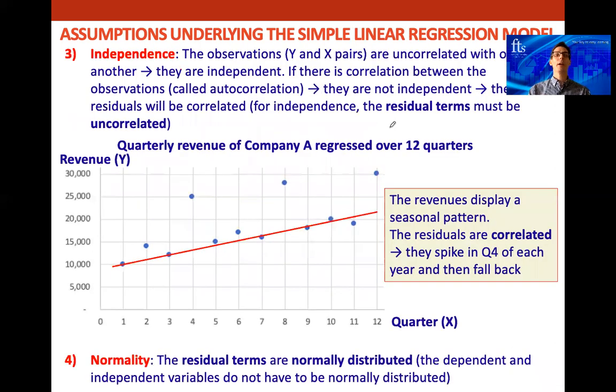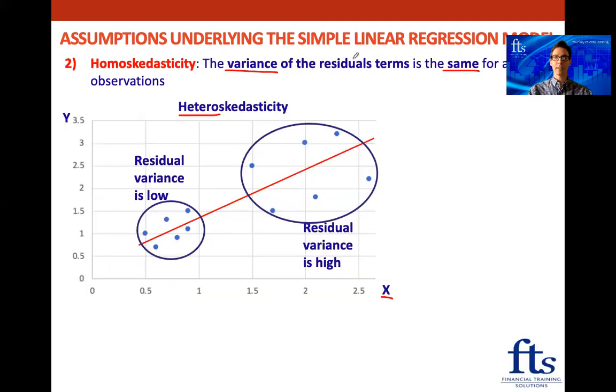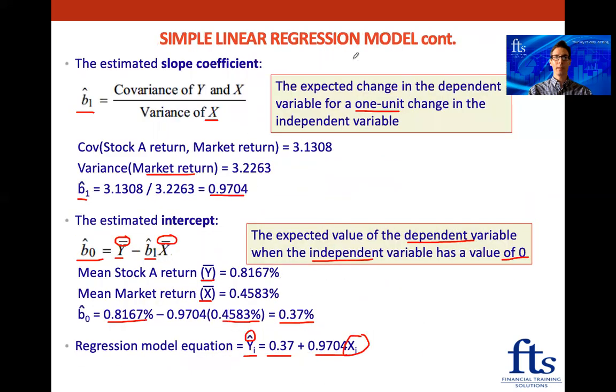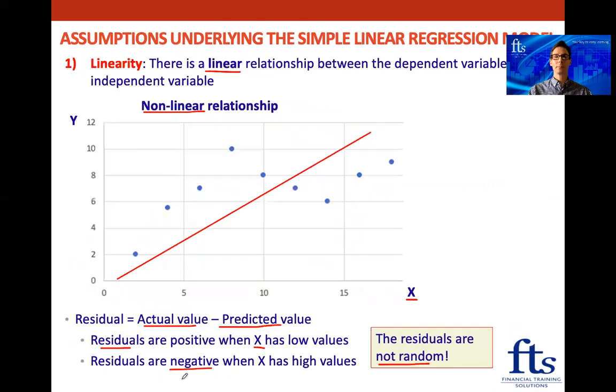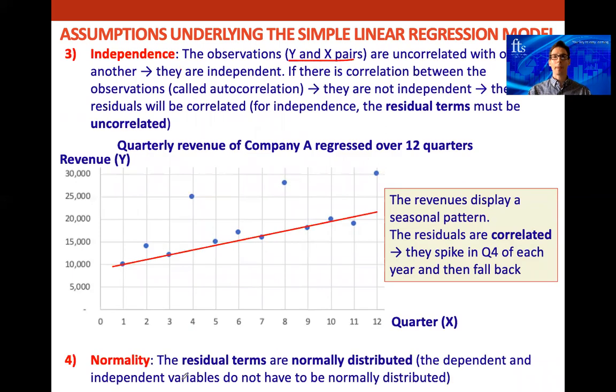And then the third assumption is independence. So what we need is that our observations, our Y and X pairs that we looked at on our first slide, let's just go back there quickly. These Y and X pairs over here, these guys, they must be uncorrelated with one another. So if they are uncorrelated, they are independent, all is good.